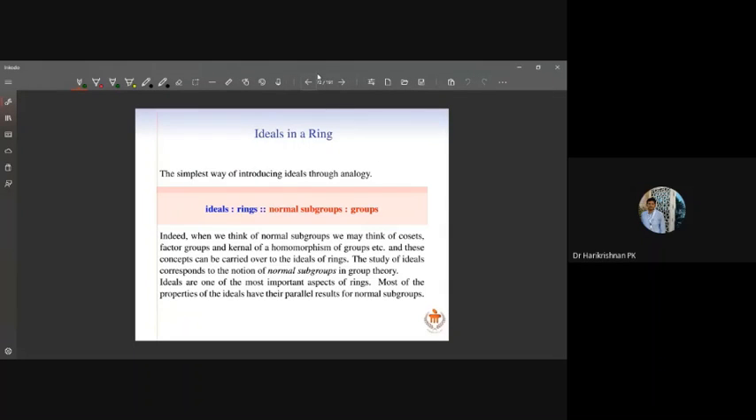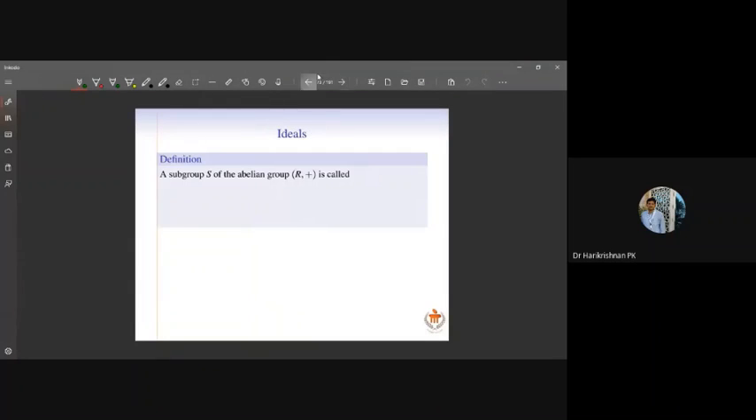The moment you talk about normal subgroups in groups, you will discuss what? The idea of cosets, factor groups, the kernel of a homomorphism of groups, etc. Similarly, you can think about what? Factor rings or quotient rings, and all other similar analogous results here. So now we will go to the formal definition of ideals. To define an ideal, I am taking a subgroup S of the abelian group R plus. You know that if R is a ring, then R plus is an abelian group. From that abelian group, I am taking a subgroup.